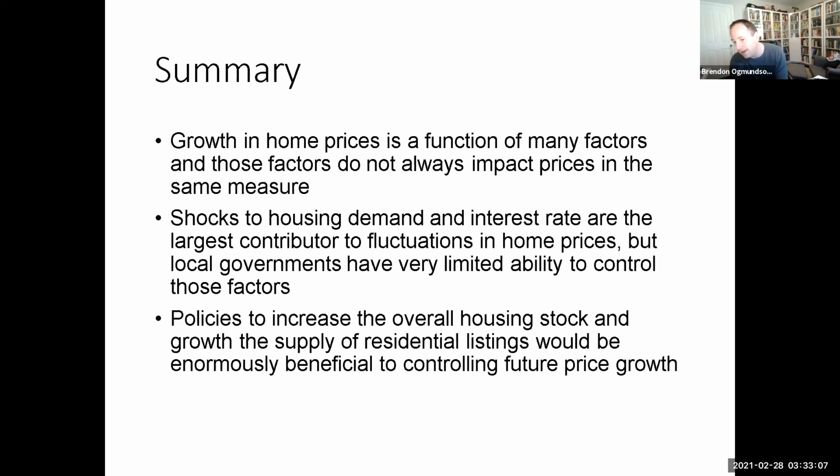Shocks to housing demand and interest rates have been the largest contributor to fluctuations in home prices. But government can't control those things. Or in the case of strong demand from rising economic growth, that's not something you want to limit. That's something you want to encourage with policy. So what we recommend is policies to increase the overall housing stock so we can grow the supply of listings and really temper the volatility in home prices.